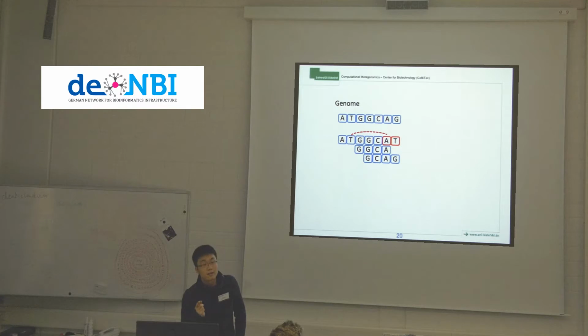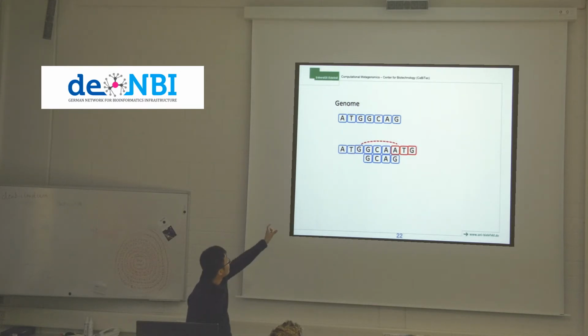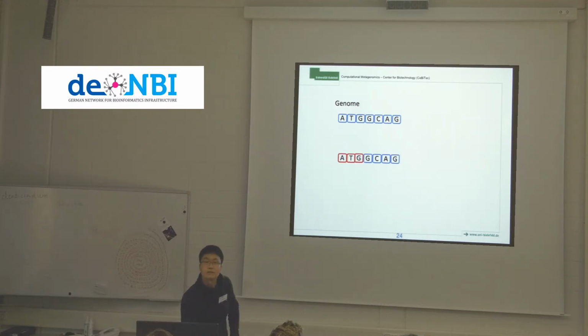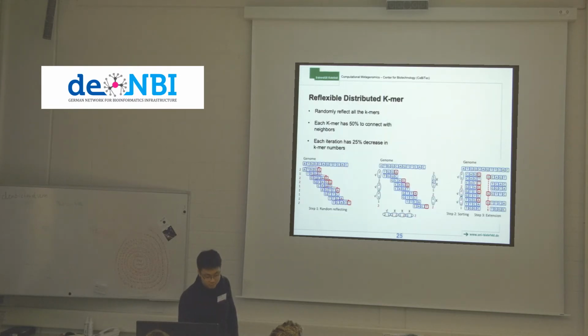Then you reflect again, but this time remember we still keep the n-1 overlap with the next k-mer. You reflect this k-mer, sort again, and extend it. This time it's extended to six nucleotides. Then you reflect the three k-mers again, extend, and you can get the original genome. Now the question is, if you only reflect one k-mer every time you sort through the entire cluster, it's going to be very time consuming.